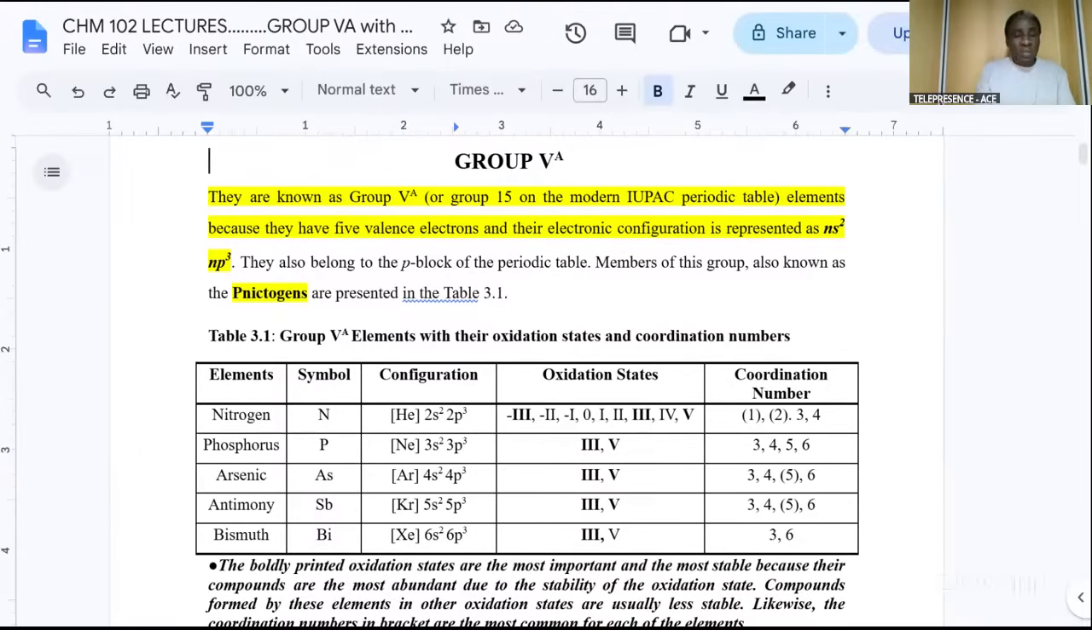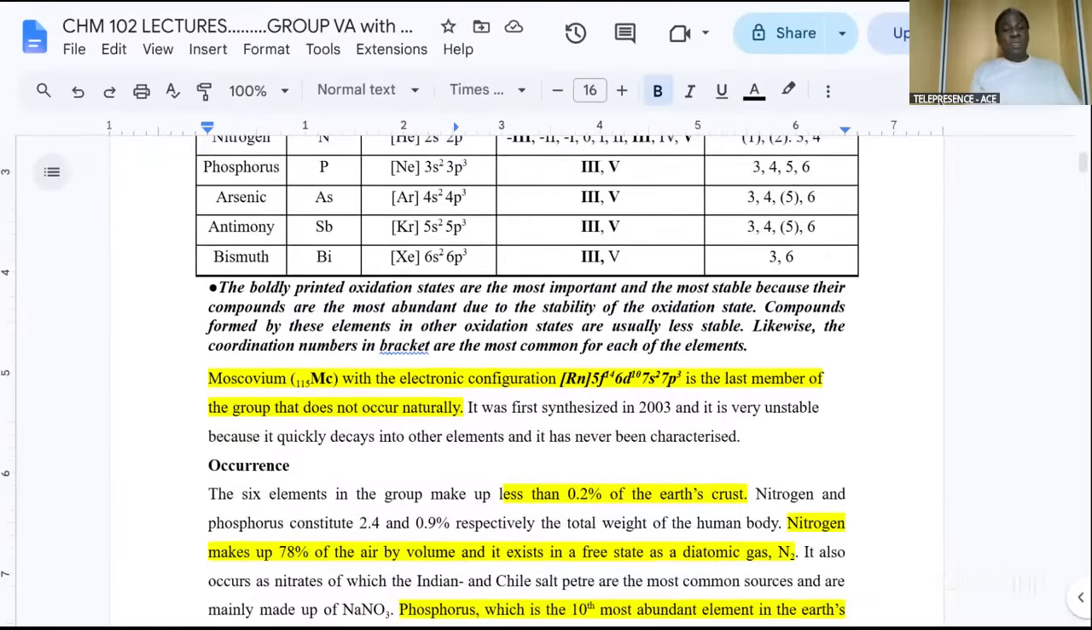Obviously, it is going to have an anomalous behavior. And part of the anomalous behavior is the fact that it can operate in several oxidation states from -3 to +5. You can see it there. While others are just centered around 3 and 5. And just like I told you, as you go down the group, the tendency to form compounds in the low oxidation state abounds.